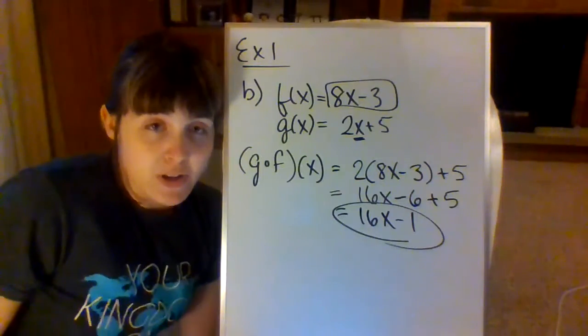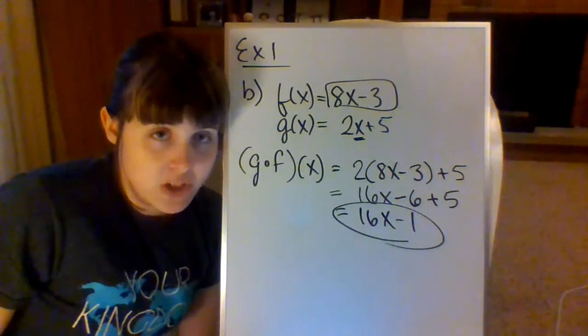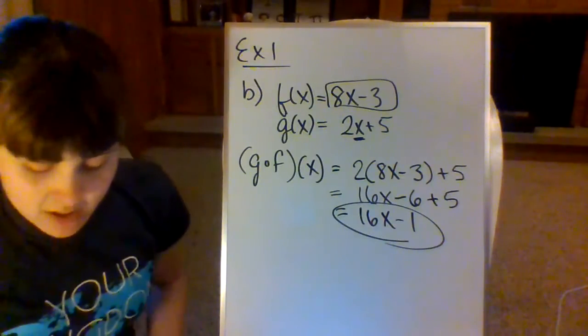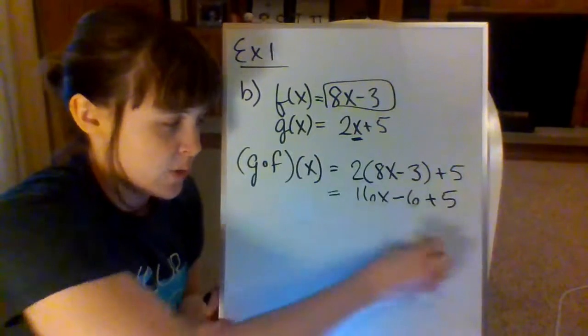It's going to get a little more crazy when some of our functions have squared portions, like x squared. But that just means we'll have to write that part twice and then do the FOIL method.